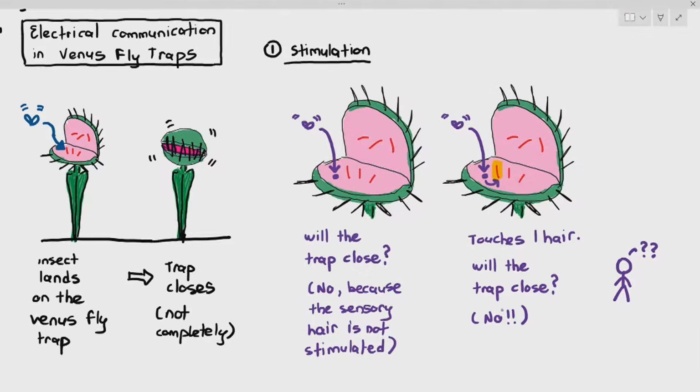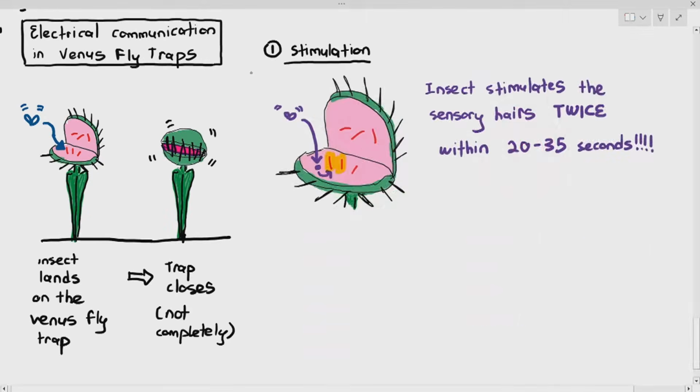For the trap to actually get activated, the insect must stimulate the sensory hairs twice within 20 to 35 seconds. There is a range depending on the type of Venus flytraps, because there are different varieties as well. But for the purpose of the exam, you need to say, for the trap to close, the insect stimulates the sensory hairs twice within 20 to 35 seconds. You need to remember the time range. 20 to 35 seconds is good enough.